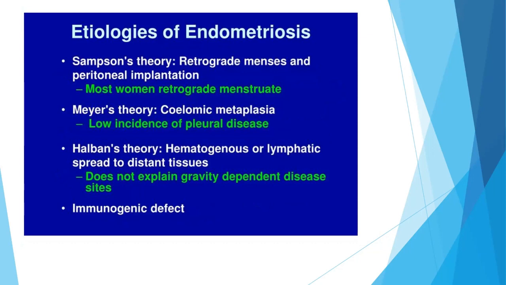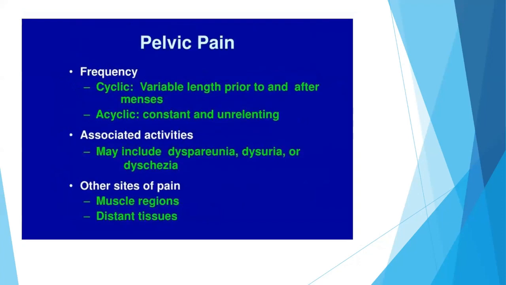Meyer's theory indicates coelomic metaplasia. Since there is involvement of the pleural cavity or the pleural spaces, that is explained by coelomic metaplasia. Halban's theory tells us that hematogenous or lymphatic spread to distant tissues may be another mechanism of involvement of distant sites, and due to some immunogenic defect, there may be development of endometriosis.